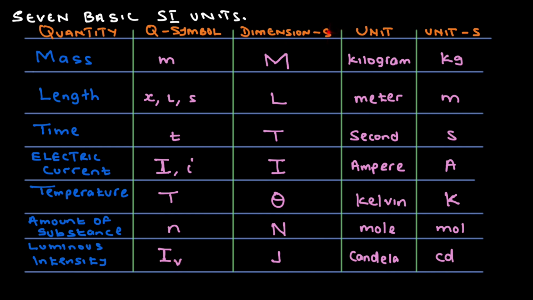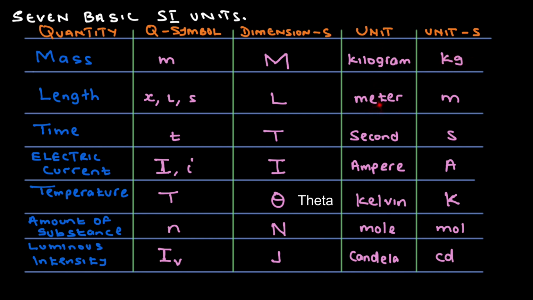The dimension symbol is capital M for mass, capital L for length, capital T for time, capital I for current, theta for temperature, capital N for amount of substance, capital J for luminous intensity, that's intensity of light. The unit for mass is kilogram, kg.